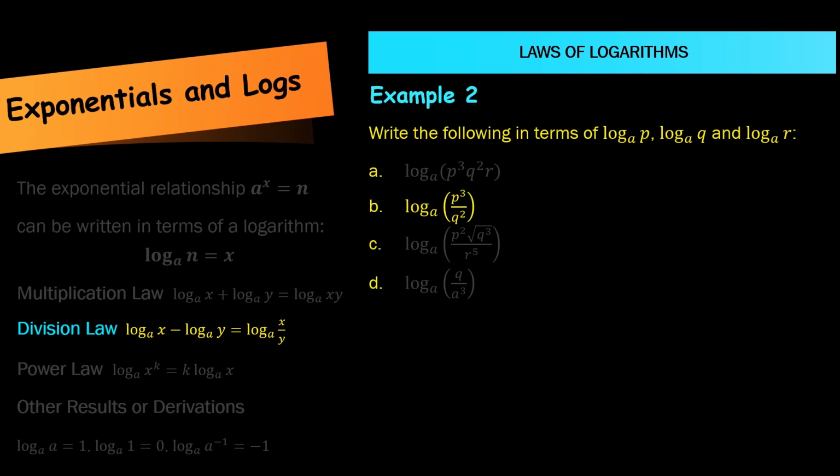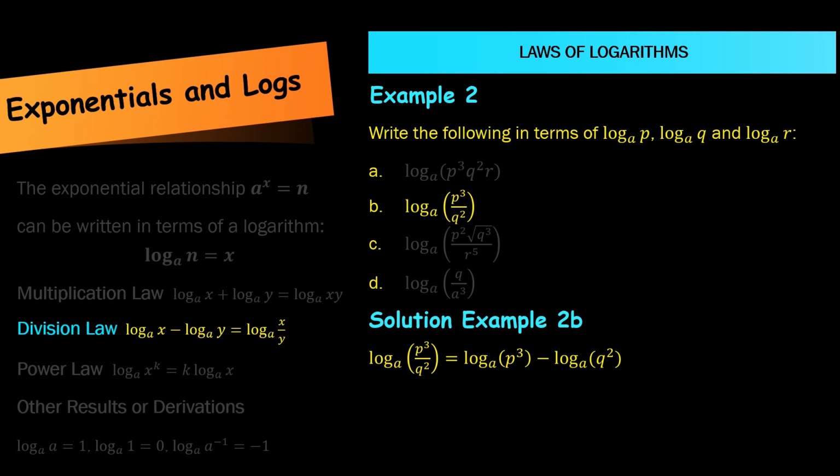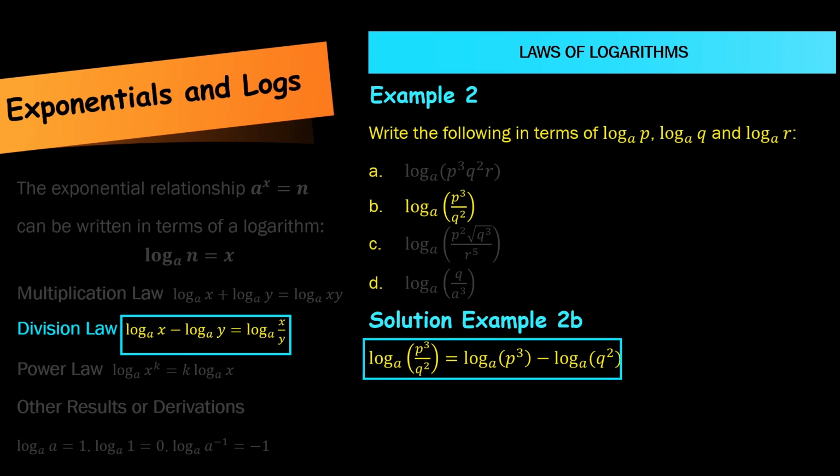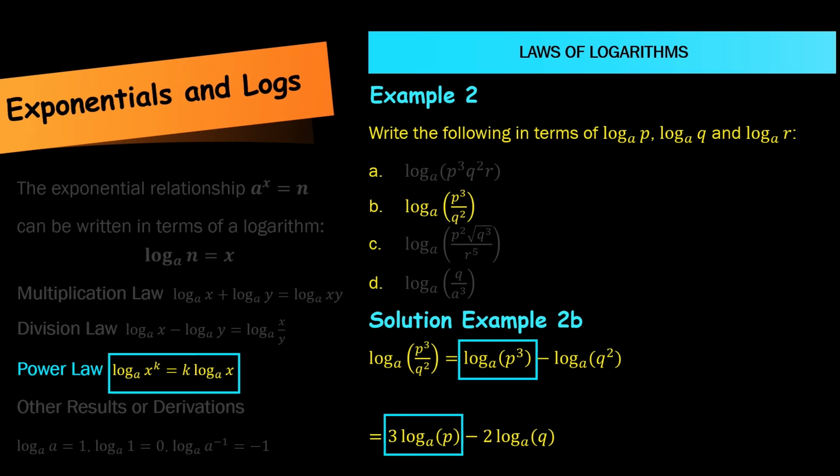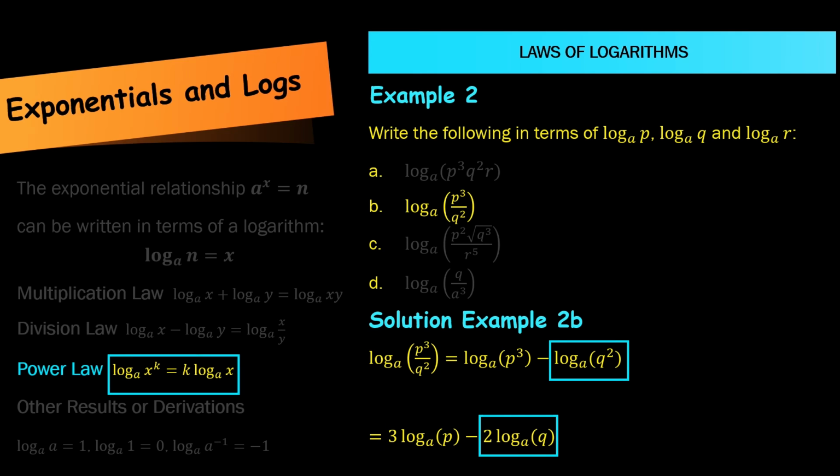Now let's have a go at part B. We are required to write the expression in terms of log p, log q, and log r. So let's solve this. First apply the division law, as shown here. And then the power law to each term. And hence we've expressed our expression in terms of log p base a and log q base a as required.